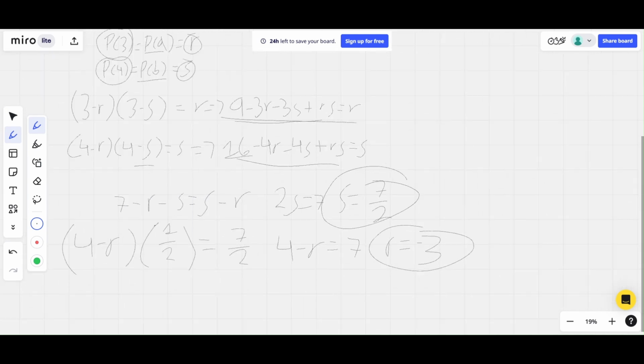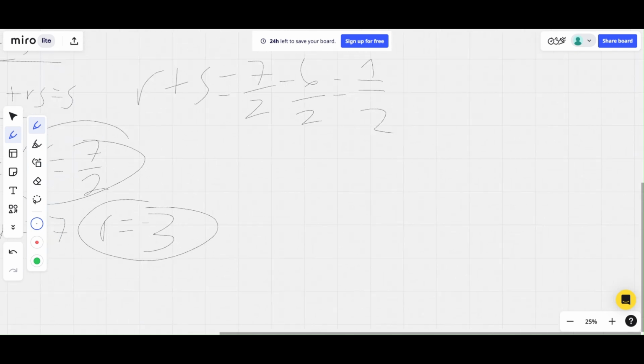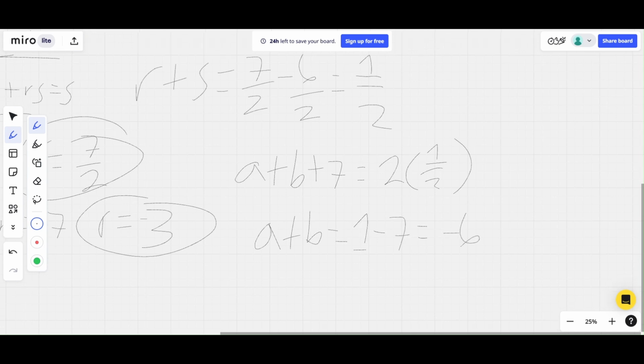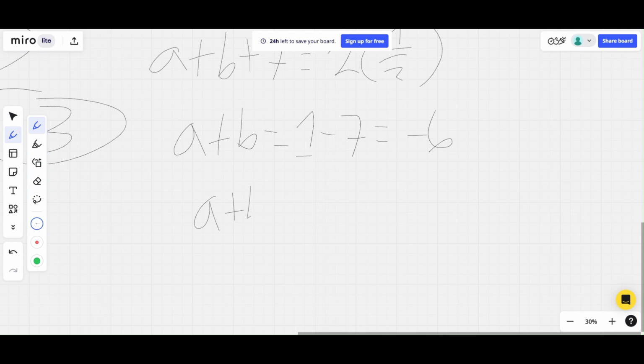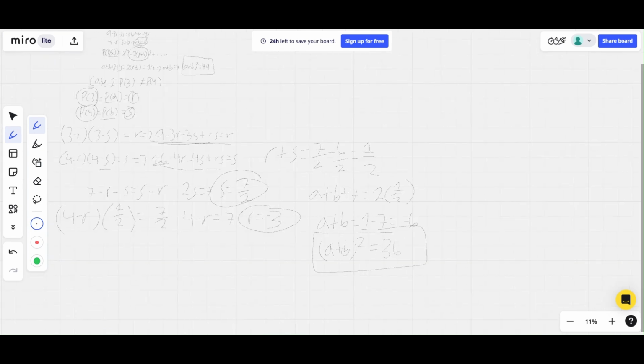Now let's see, what's r plus s? r plus s equals 7 halves minus 6 halves, which equals 1 half. And from the Vieta's formulas relationship we established before, a plus b plus 7 equals 2 times r plus s, which is 1. So a plus b equals 1 minus 7, which is negative 6. And if a plus b equals negative 6, then (a plus b) squared equals 36 for this case. And so we're done. We have the only two possible values for (a plus b) squared.